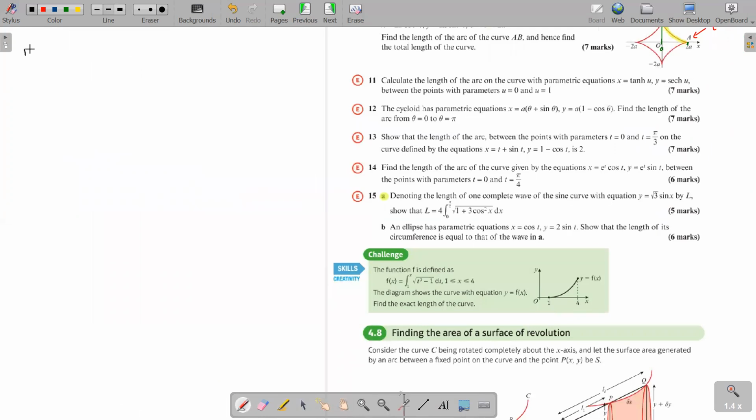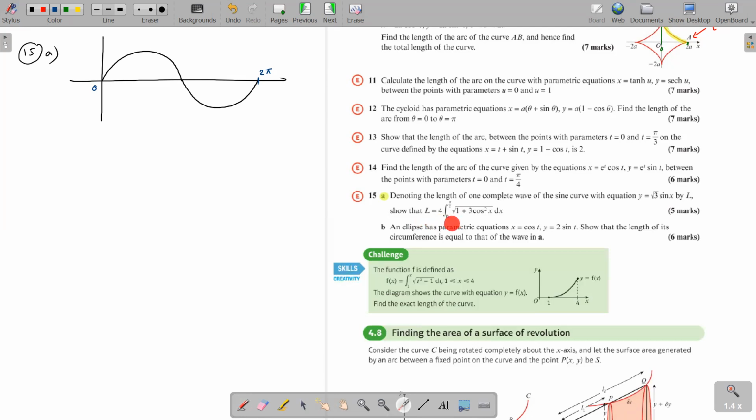Question 15, part A. Denoting the length of one complete wave of the sine curve with the equation y equals root 3 sine x. They want you to take the length of one complete wave. In the sine graph, from where to where do you have one complete wave? Starting from 0, you go to pi and then 2 pi. One complete wave is when you go from 0 to 2 pi. So they are asking you to show it in this manner.